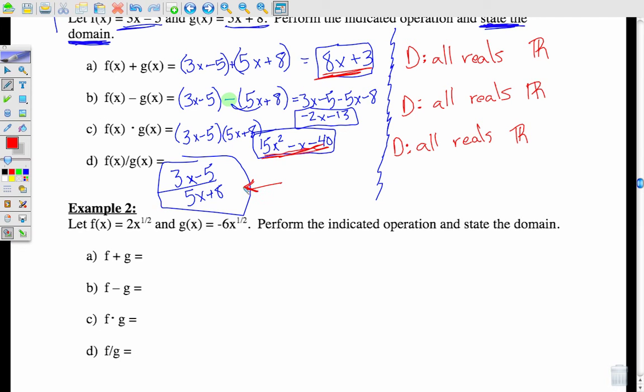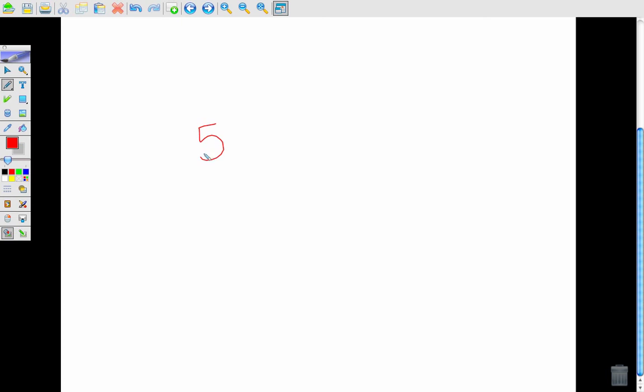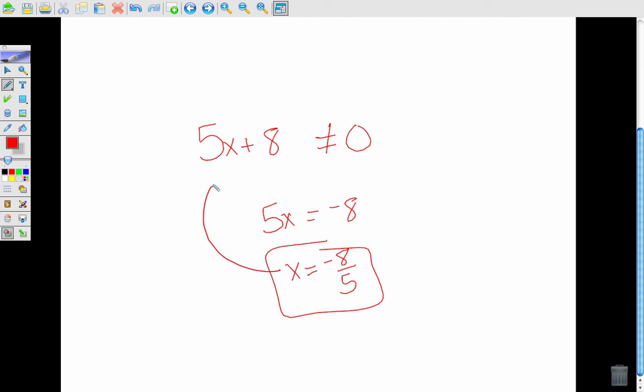All right, but we need to talk about this last one because this last one does have one of our exceptions in it. It does have a denominator. It's got an x down there on the bottom. So for the domain, this bottom, I'm going to rewrite it on another page, this 5x plus 8 cannot be equal to 0. So you need to ask yourself the question, what value plugged in here would give me 0, because x can't be that. So I'm going to solve this for x, given that it does equal 0. 5x equals negative 8. By subtracting 8, dividing by 5, I will get negative 8 over 5.